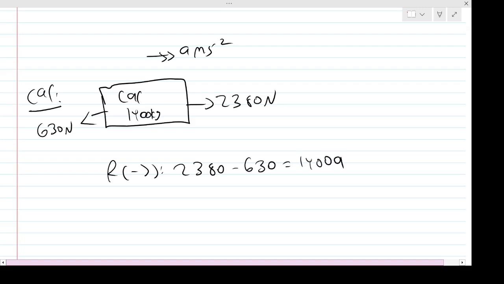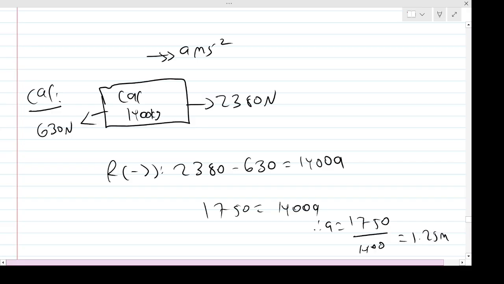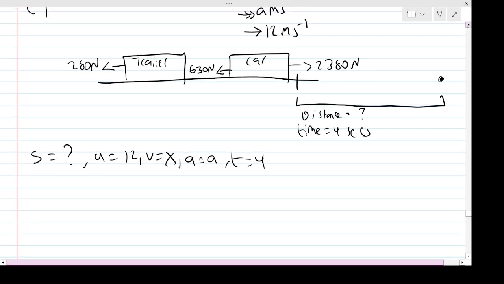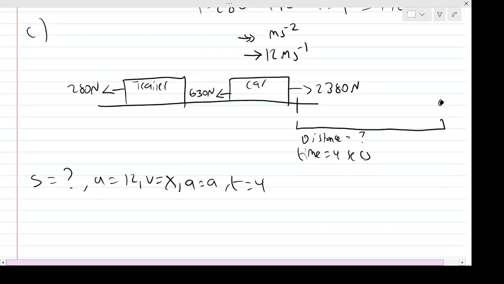So if we simplify that, we get 1750 equals 1400 A. Therefore A is, if we divide by 1400, the new acceleration, 1.25 there. And so indeed you can confirm to yourself that the acceleration is now different because the forces have changed. So the new acceleration in this case, once the tow bar breaks, is now 1.25. And actually, that is now A. We can use A as 1.25 in my SUVAT.